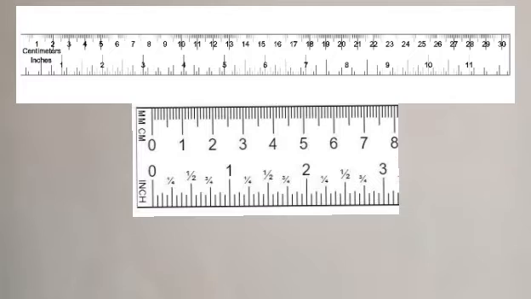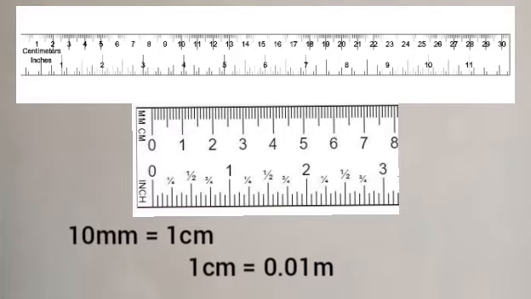In a ruler, one edge is marked in inches and the other edge is marked in centimeters. As you can see, every 1 centimeter has 10 small divisions and each division is 1 millimeter. 10 millimeters is 1 centimeter. A centimeter is 1 over 100 or 0.01 of a meter. That is, 1 meter is equal to 100 centimeters.